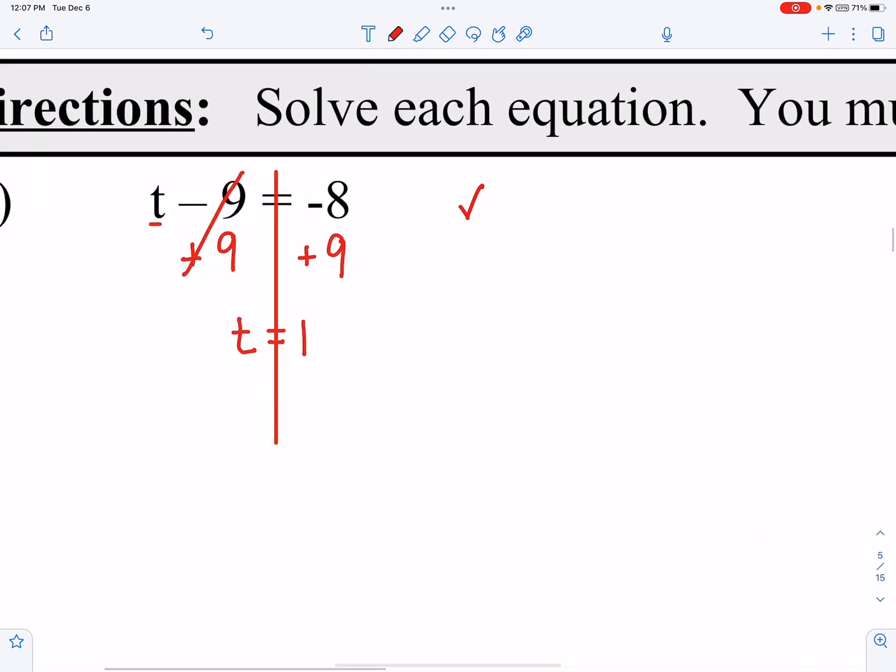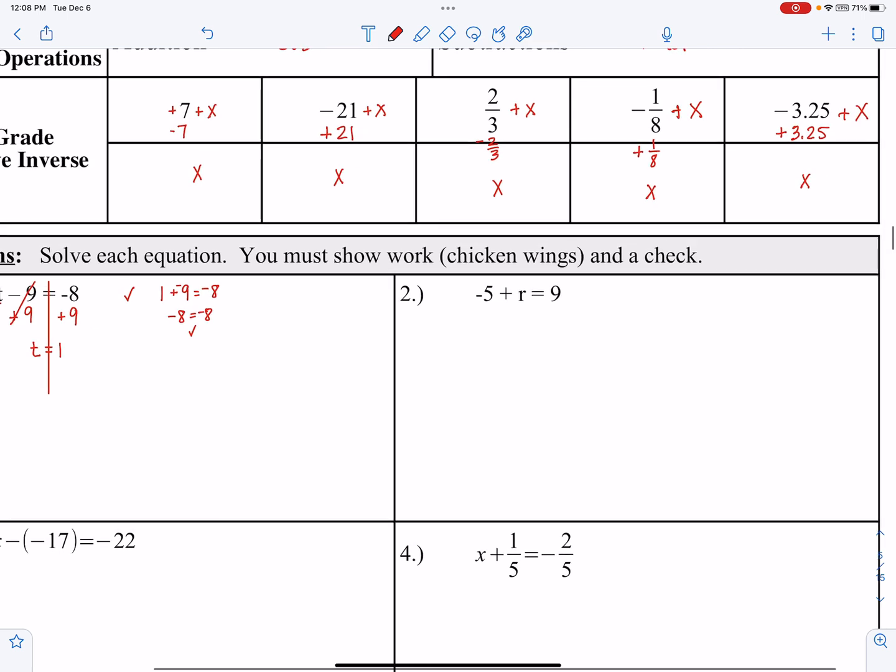I know this is a little bit annoying, but you need to do it because we're setting up foundational routines for more difficult math later in algebra, algebra 2, and so on. And so you need to write this exactly, substitute for t. So I put in my 1 minus 9 equals negative 8. And I can see that negative 8 equals negative 8, so I'm good. Okay, on to number 2.